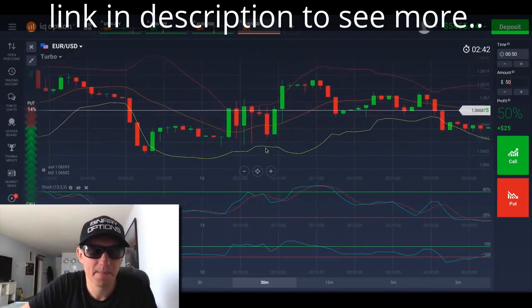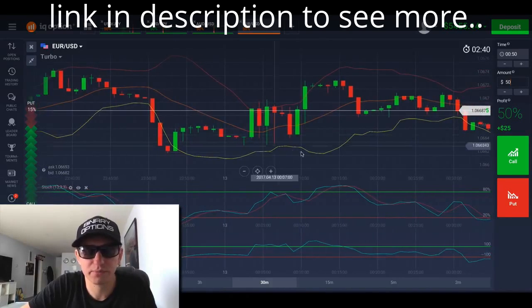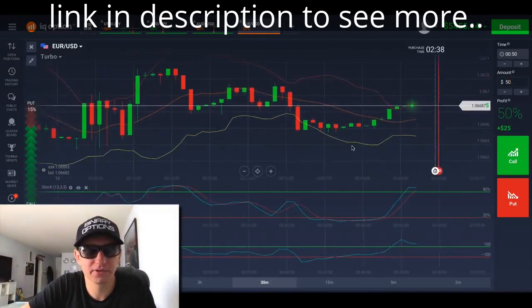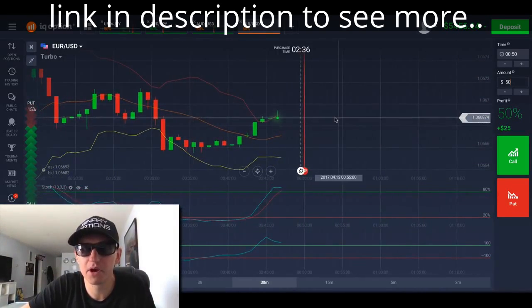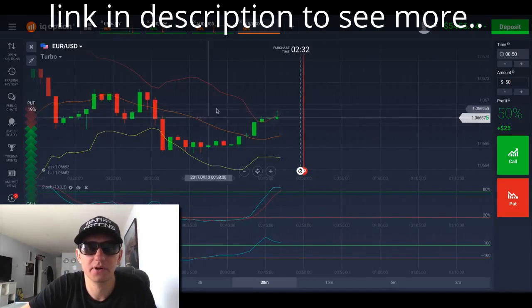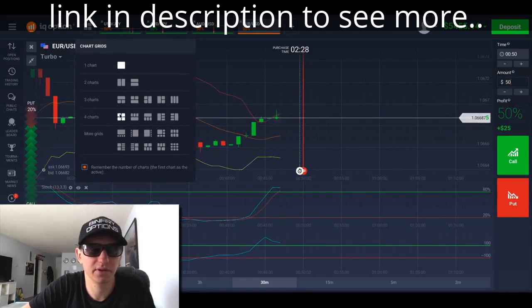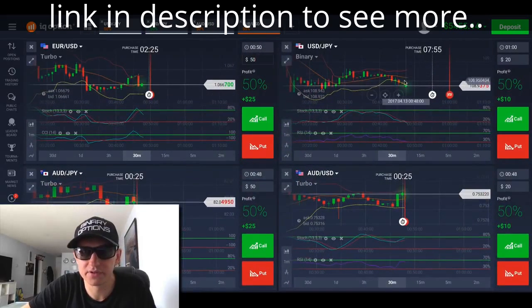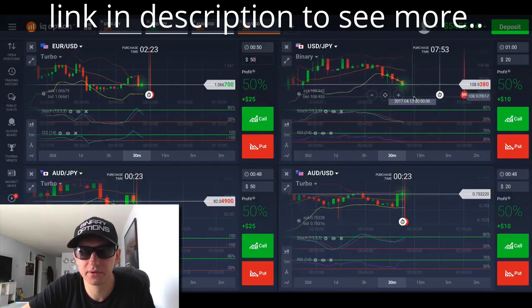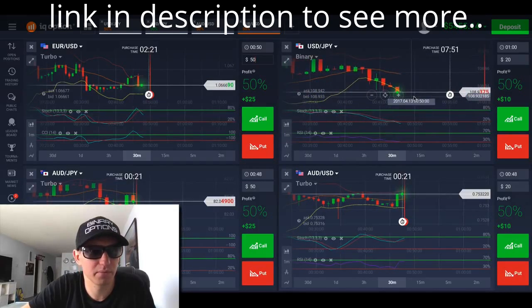You see, the market conditions were pretty decent before, but right now there is not much movement, so the market isn't really helpful. Let's see what's happening on the other currency pairs. Okay, this one might be good.